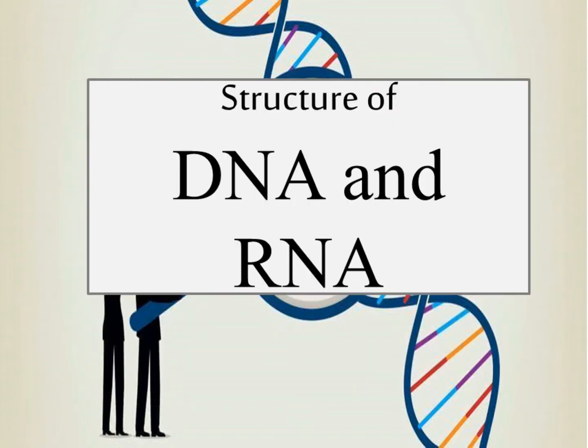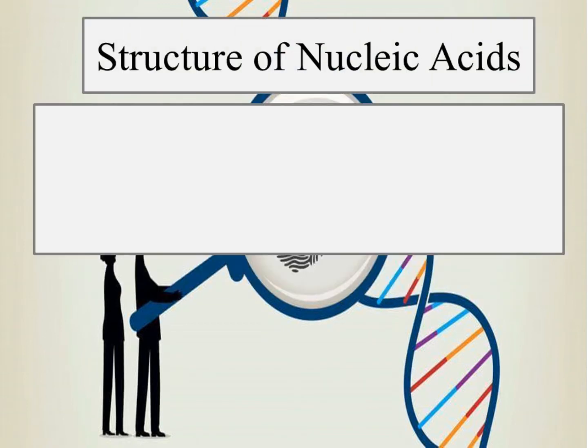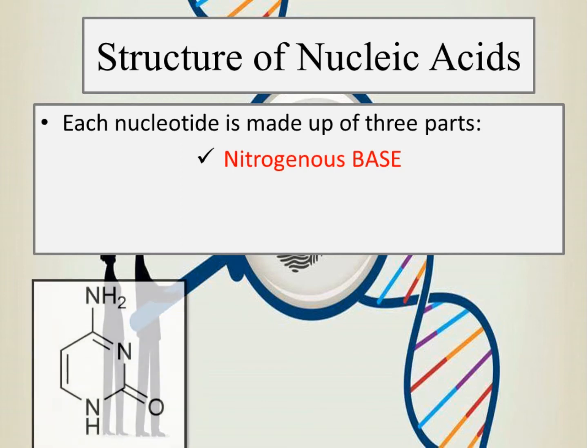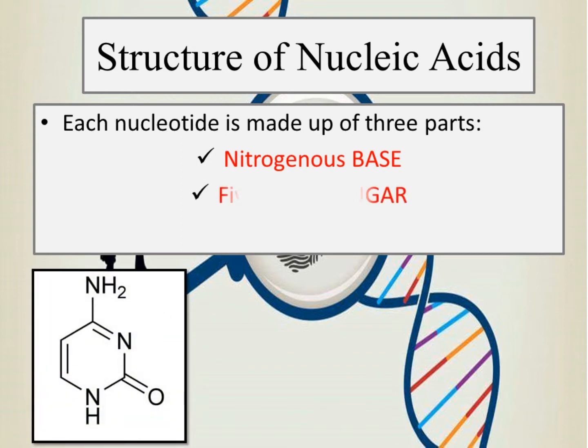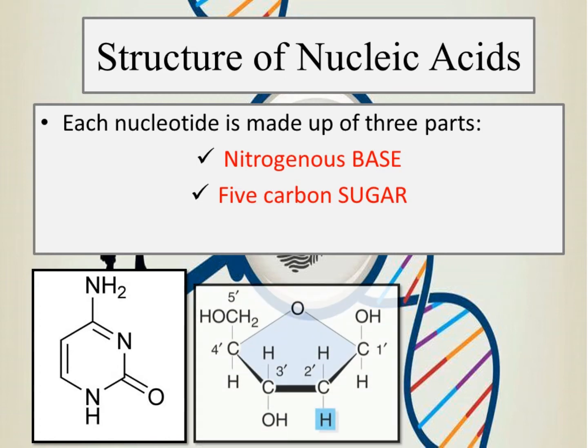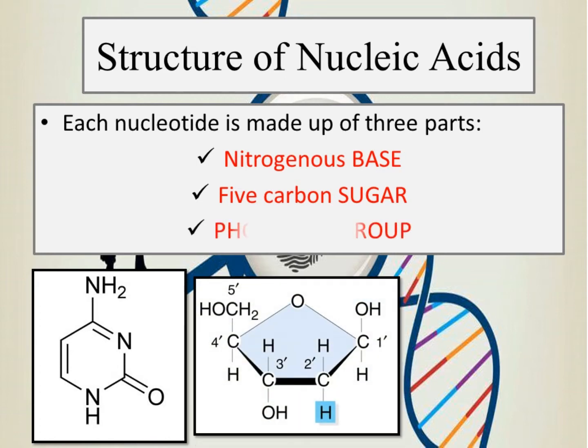Structure of DNA and RNA. Structure of nucleic acids. Each nucleotide is made up of three parts: nitrogenous base, five-carbon sugar, phosphate group.